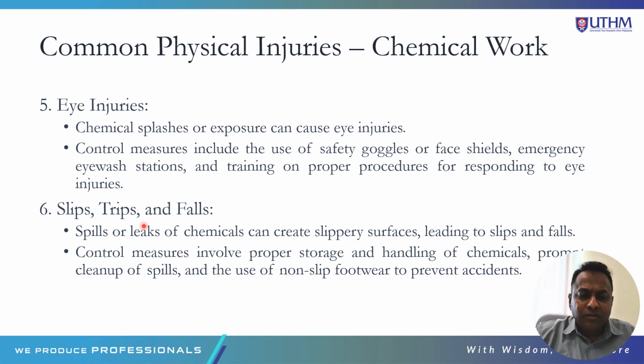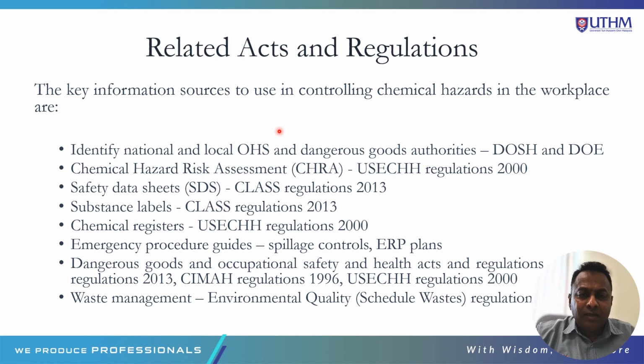Slips, trips, and falls. Spills and leaked chemical can create slippery surface, leading to slip and falls. Control measures involve proper storage and handling of chemical and clean up of spills and the use of non-slip footwear to prevent accident. These are the related acts and regulation regarding the chemical hazard in the workplace. Identify national and local OSH and dangerous authority by DOSH and Department of Environment, CHRA Chemical Hazard Risk Assessment, SDS Safety Data Sheet, Substance Label, Chemical Register, Emergency Procedure Guide, Dangerous Good and Occupational Safety Health Regulation 2013, and Waste Management. These are all the acts regarding the chemical hazard in workplace.